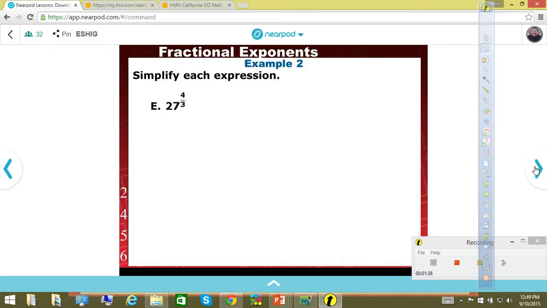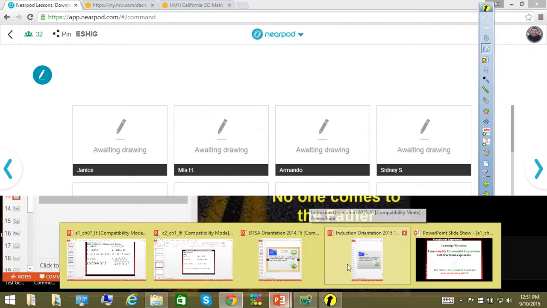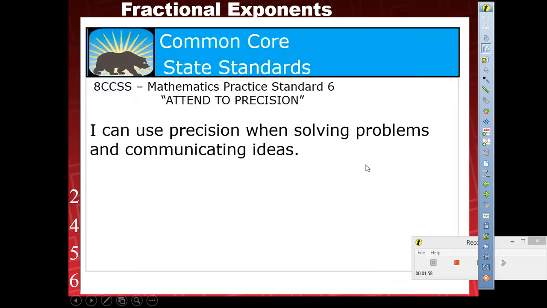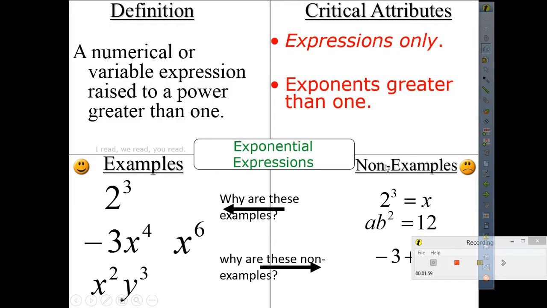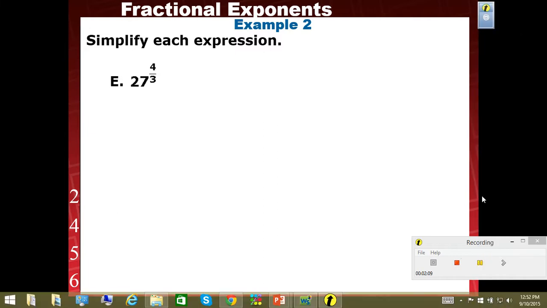So copy that one so at least you have it on your paper, but work it out on the screen. I'm going to go ahead and push the Nearpod screen to you. So lock your toolbar and work it out on the screen. But first, copy it on your paper. Okay? Copy that. Work it out. Go.